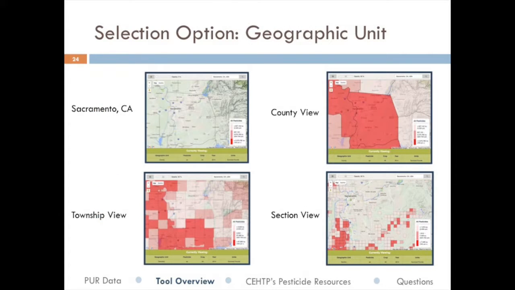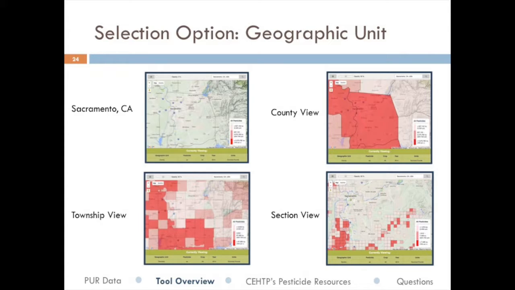Geographic unit options are county, township, and section. Here are 4 maps showing the same exact location in Sacramento County with the 3 geographic units. The first square displays the area without the map layer. Next is the county view. The color inside indicates pesticide use for the whole county.